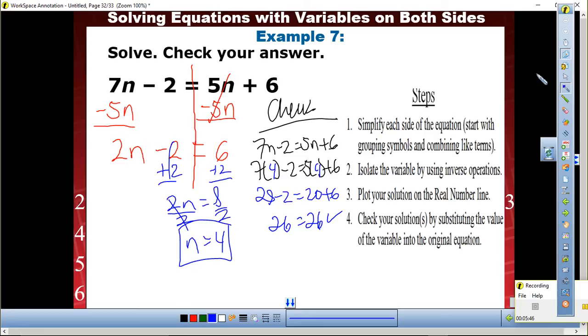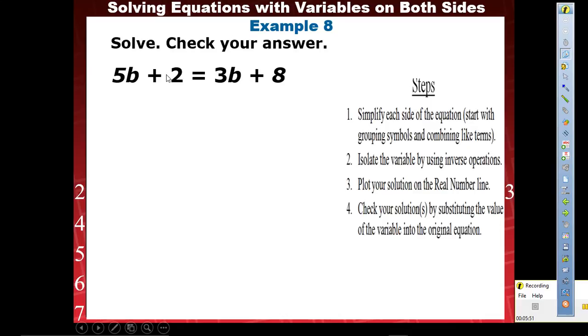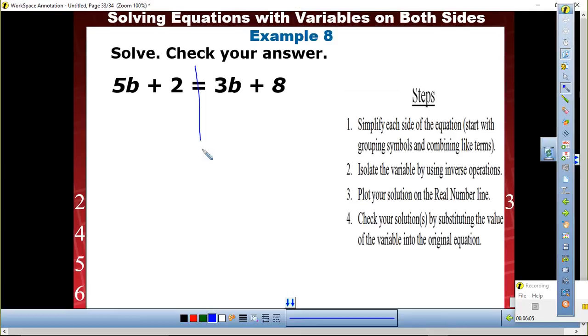Do the next one by yourself, since you already know how to start these, yes? Example number 8. 5b plus 2 equals 3b plus 8. Copy that and solve. Go. All right, let's see. Where do we start on this one, please? Luke, what do I do?